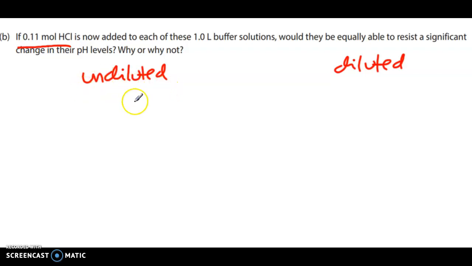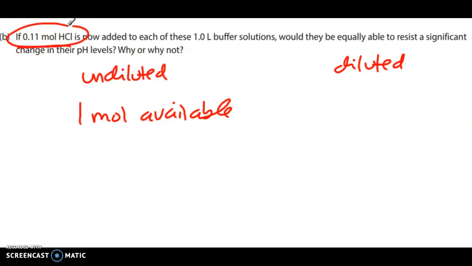So part B goes along with this. So this is saying if 0.11, let me write this down, we have 0.11 moles of HCl is now added to each. So we have the undiluted and then our diluted. It's added to each of these 1 liter buffer solutions. Would they be equally able to resist a significant change in their pH levels? Why or why not? Okay, so the undiluted version has 1 mole available to neutralize, or I guess I should say to counteract, the moles of this HCl that are added.